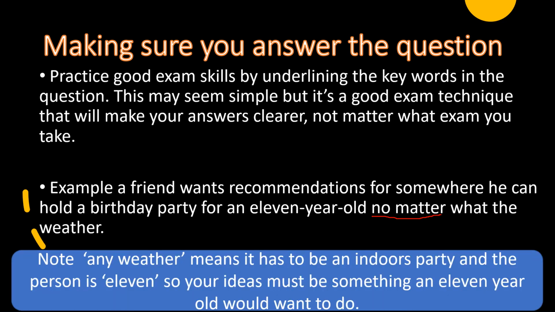So any weather means it has to be an indoors party and the person is 11. So your ideas must be surrounding what an 11-year-old would want to do, but it also has to be an indoor place. Okay, you can't have an outdoors facility because the people would get rained on or snowed on and it would ruin the whole day. Okay, so it's just a little trick the examiner might try and do to kind of see if you've read the question properly. So they're always testing your reading even though it's a writing question.